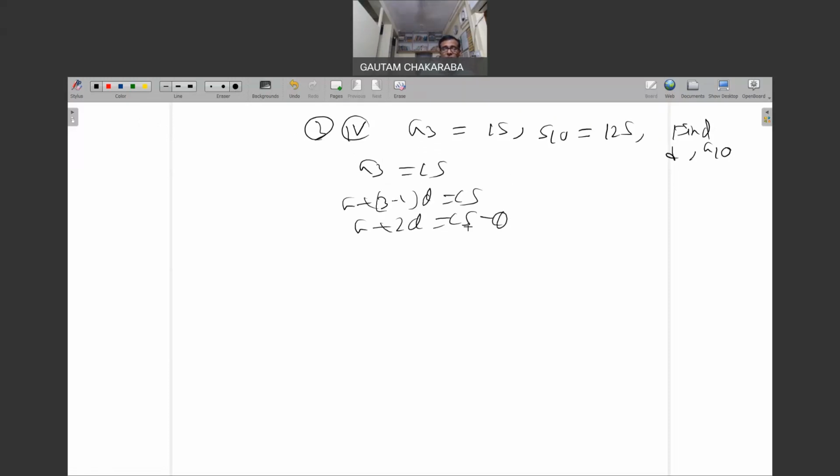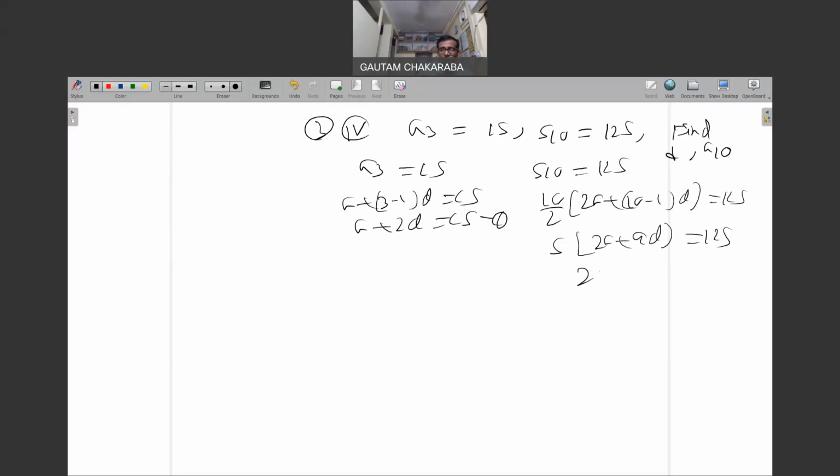This is equation 1. What is S10? S10 is 10 by 2 into 2a plus 10 minus 1 into D, equal to 125. 10 by 2 is 5, so 5 into 2a plus 9d is equal to 125. Dividing by 5, 2a plus 9d is equal to 25. This is equation 2.